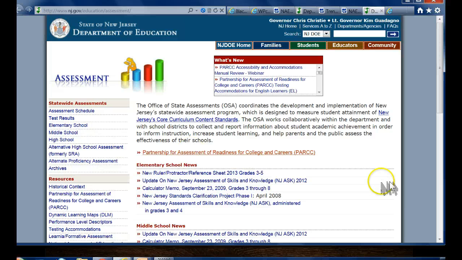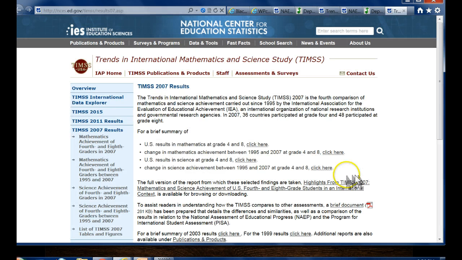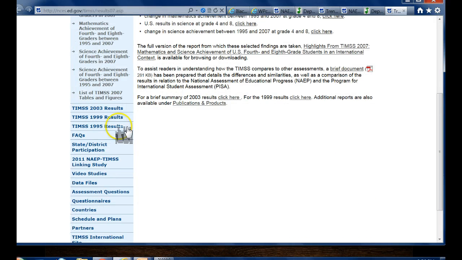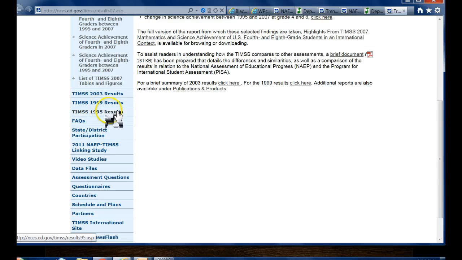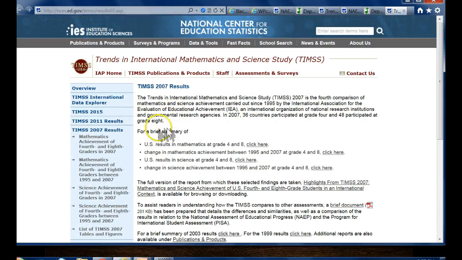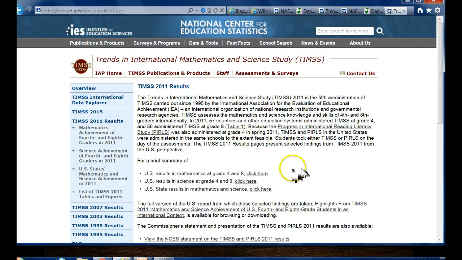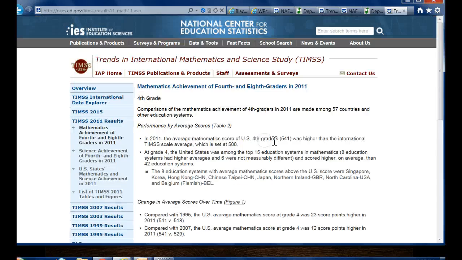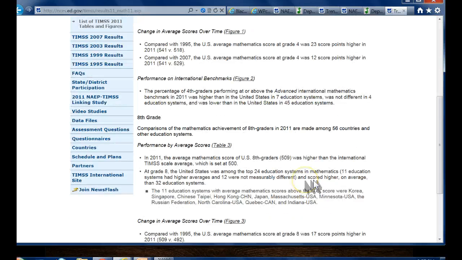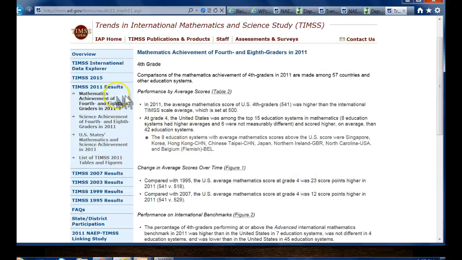So let's look at this website. As you can see here, you have results going back farther even than 1995. When we first did this, the numbers were really bad, but now they're better. We're going to do it again in 2015, but I'll just give you the most recent results that we have, 2011. So let's look at grades 4 and 8 in mathematics. The charts are here.